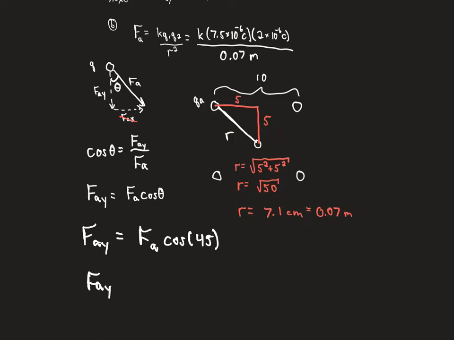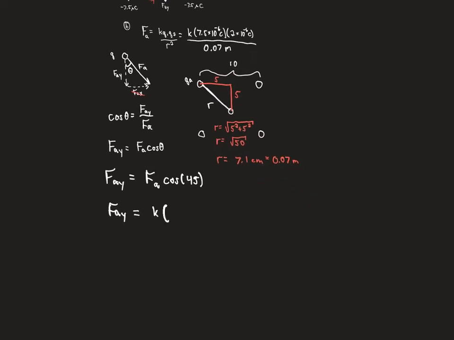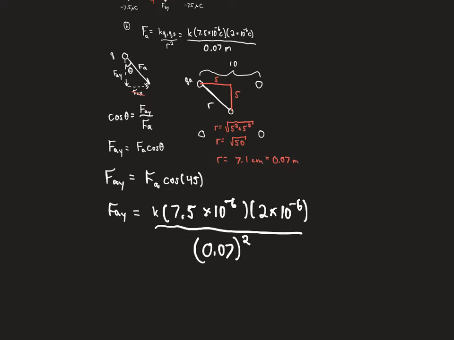So FAY is going to be K times 7.5 times 10 to the negative 6 times 2 times 10 to the negative 6, all divided by 0.07 squared, times cosine of 45. So you plug all of that into your calculator and you would get out your final answer. And what do you need to do to that final answer to get the total force?